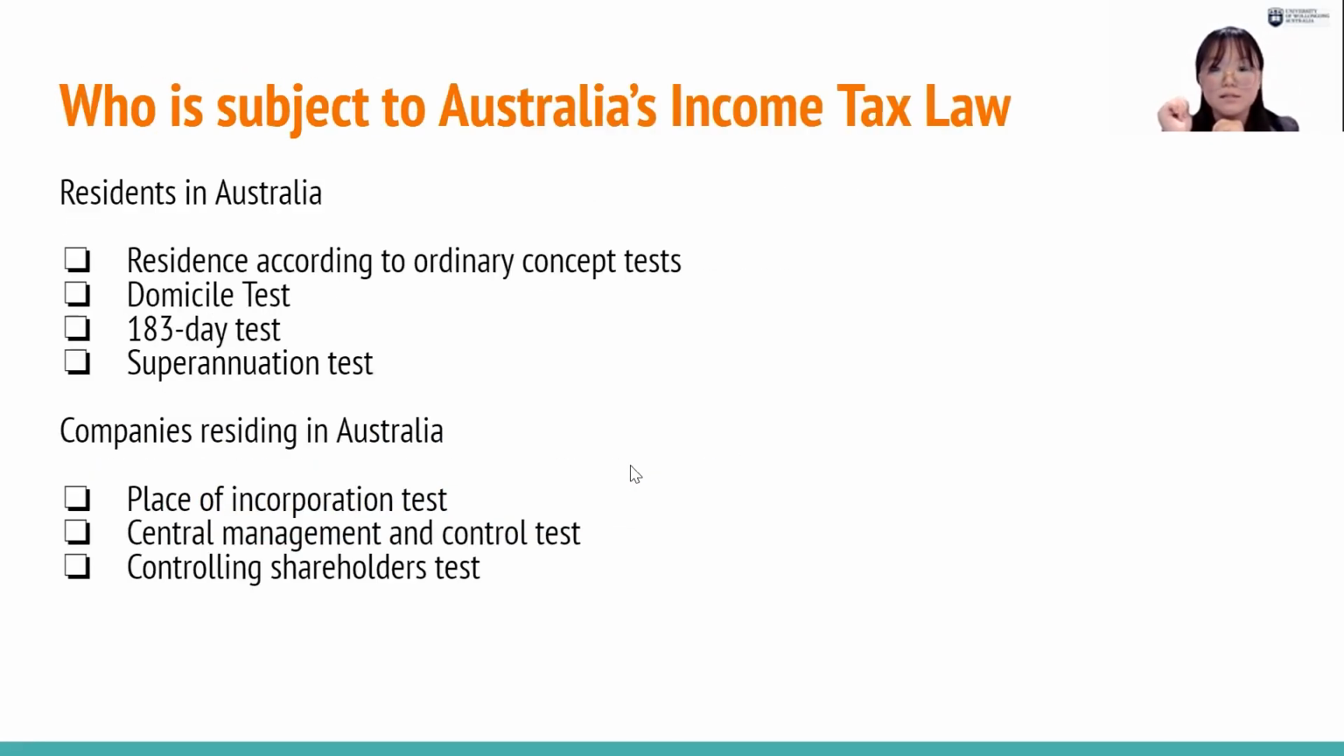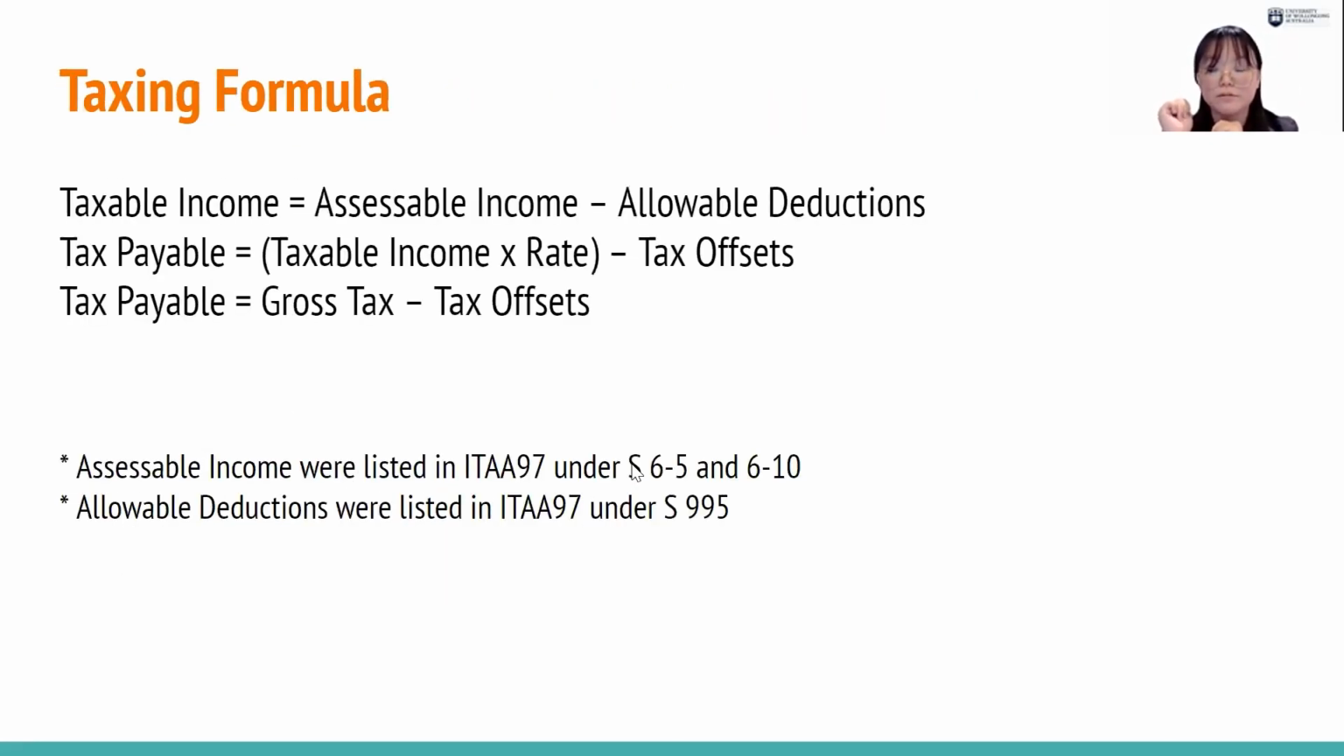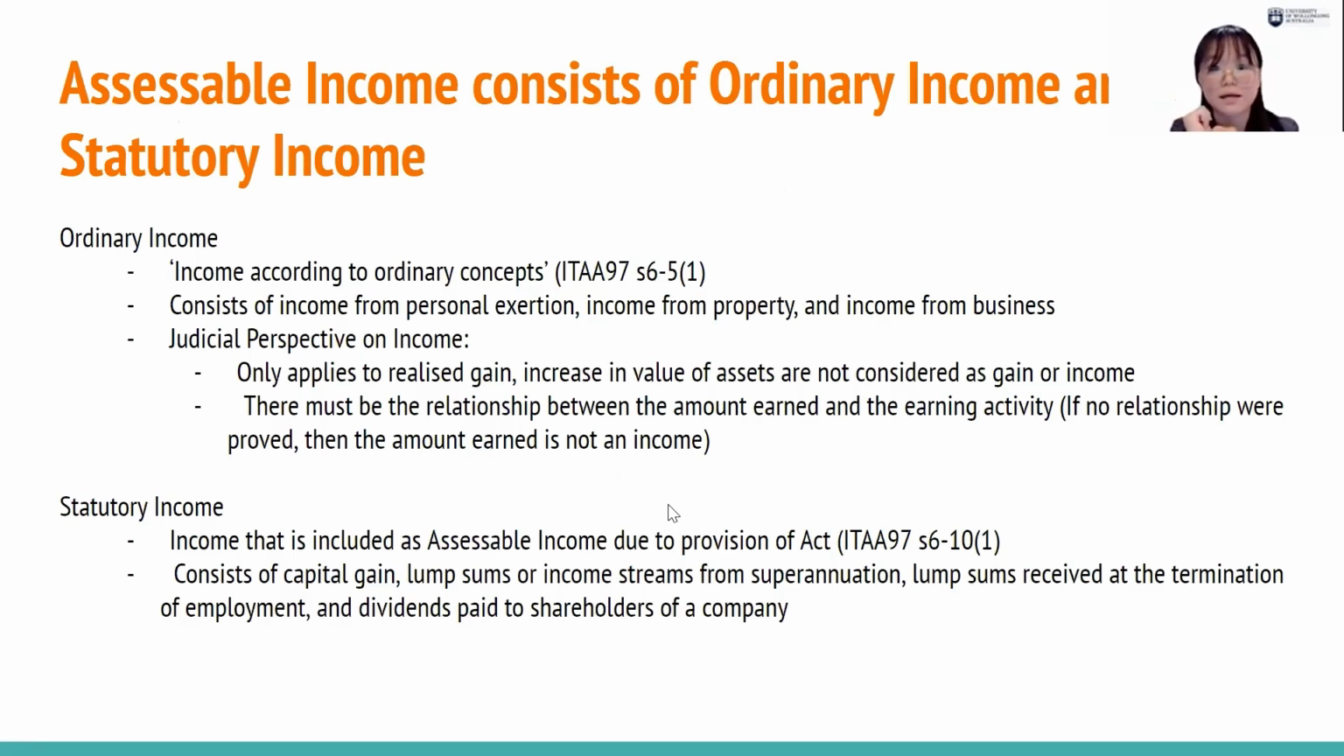The income tax in Australia is calculated according to a formula. Taxable income can be obtained by subtracting allowable deductions from assessable income. After that, multiplying the taxable income by the applicable tax rate will yield the gross tax. The tax payable of a taxpayer can be obtained by taking his or her gross tax and subtracting any tax offset. In terms of assessable income, it consists of ordinary income and statutory income.